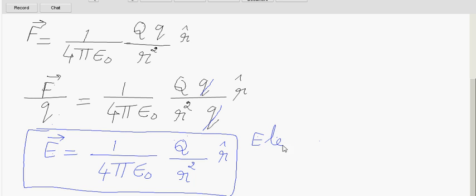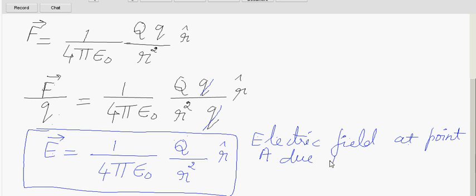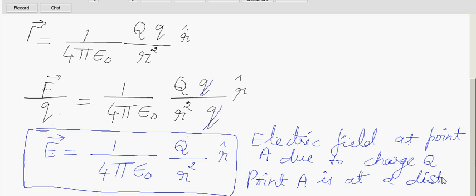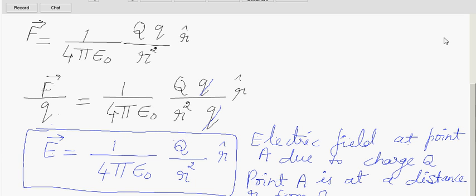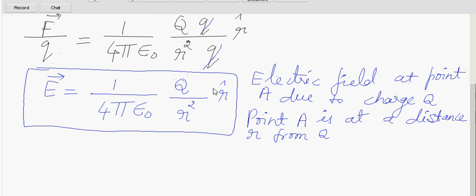So this is nothing but the electric field at point A due to charge Q. Point A is at a distance small r from Q. So using this formula we can find out the electric field at any point A, which is at a distance r from the source charge Q. The electric field intensity is inversely proportional to the square of the distance.